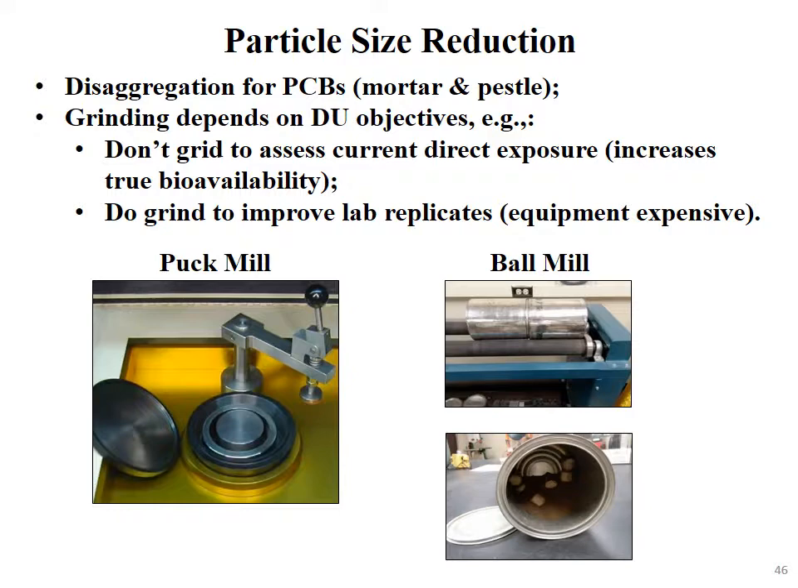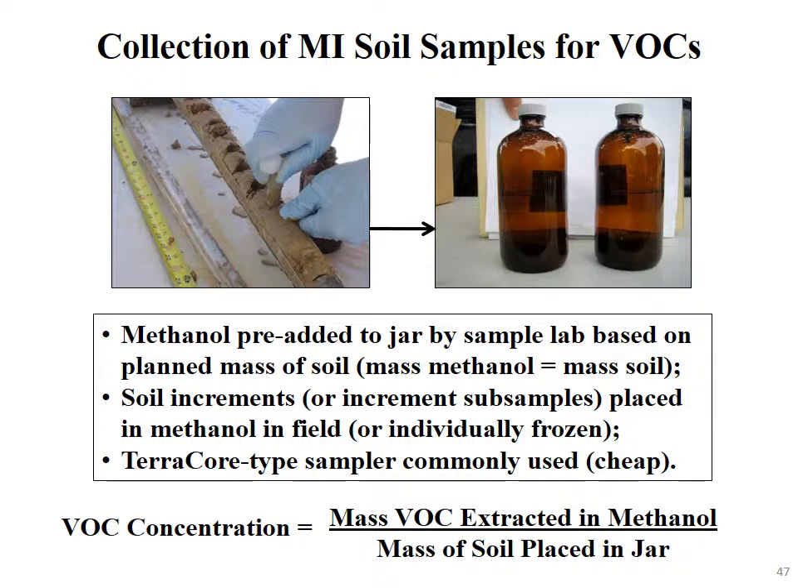Now we're not going to go into a lot of detail. You can also collect multi-increment samples for VOCs. In this case, it's typically in the subsurface, or say sidewalls of excavations. Here's a core going through a DU layer in the subsurface. In this case, instead of just randomly plucking out a random 5-gram plug for a discrete sample within some targeted layer, you're going to collect 5-gram plugs across the entire targeted layer, where one core would be an increment through that layer. And then these plugs are placed in methanol in the field.